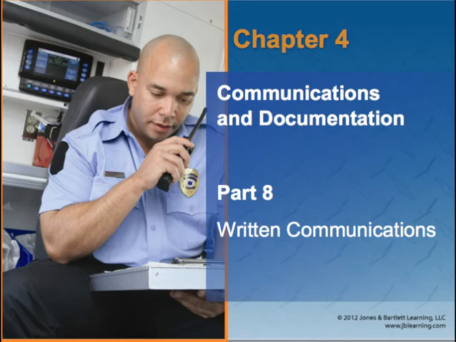Okay, so this will be our last section for Chapter 4, which is going to be written communications, which is going to be a very important aspect of your career, because every patient contact you come in contact with, you will be utilizing written communications. And written communications ends up being a permanent fixture of that patient's medical record, and it can be a legal document.